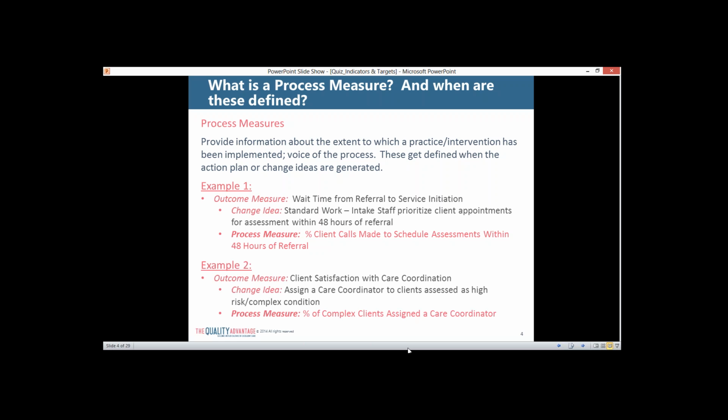A second example, let's say we had a project where the outcome measure was client satisfaction with care coordination. And let's assume that the team has come up with a relevant change idea that looks at assigning a care coordinator to clients who are assessed as high risk or those with complex conditions. A relevant process measure would be the percentage of complex clients or clients assessed as complex who are assigned a care coordinator. So you can see that once the change idea is developed, it's very easy to pull or link a process measure to that, just thinking about how would we know that this was fully being uptaken by all staff for all clients.